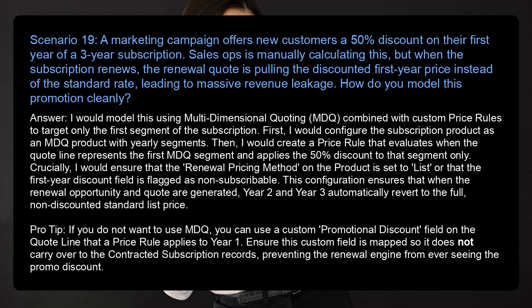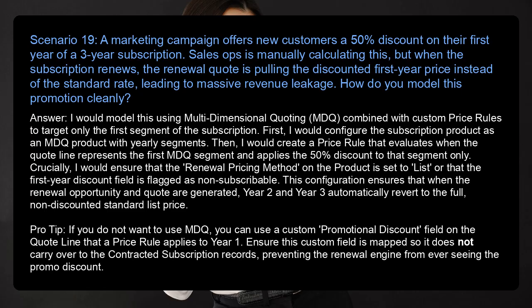Crucially, I would ensure that the renewal pricing method on the product is set to list or that the first-year discount field is flagged as non-subscribable. This configuration ensures that when the renewal opportunity and quote are generated, Year 2 and Year 3 automatically revert to the full, non-discounted standard list price.